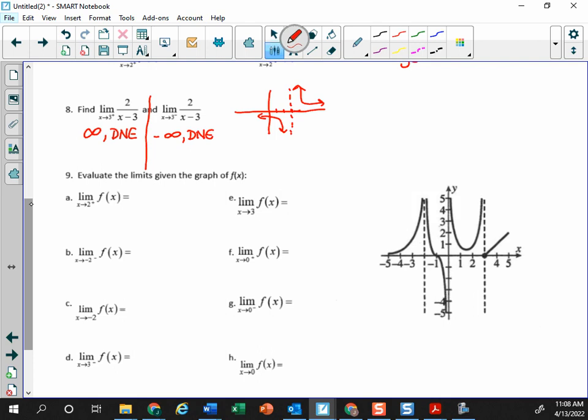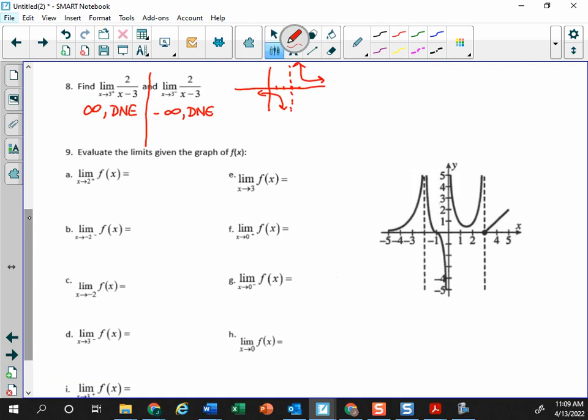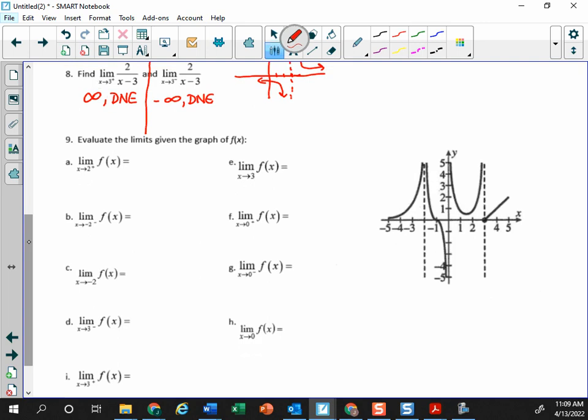All right. Last thing, guys. One more graph for you guys to evaluate some limits. I think this is your last thing. A through I. Give it a try. An interesting graph. And I know there's not arrows on this graph, but realize where the asymptotes are, these graphs are continuing up or down.